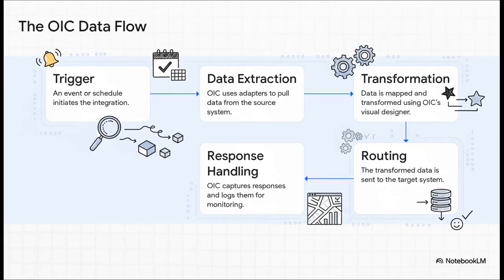So how does it actually do all this? It really boils down to this simple 5-step flow. First, something has to kick it off. That's the trigger. Let's say a new employee gets hired. OIC then uses an adapter to pull out that new employee data. Next, it transforms it, cleans it up and puts it in the right format for the next system. Then it routes it to the right place. And finally, it waits for a response to make sure everything went through okay. It's a clean, simple, and completely automated workflow.